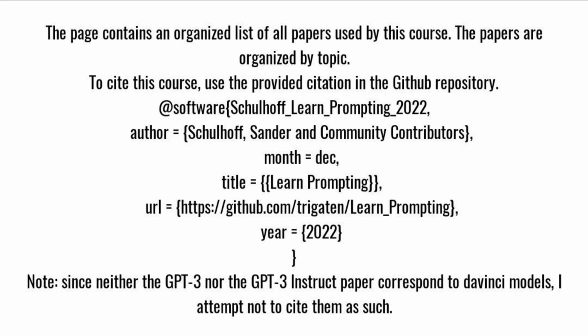@software{Schulhoff_learn_prompting_2022, author = {Schulhoff, Sander and community contributors}, month = {Dec}, title = {Learn Prompting}, url = {https://github.com/trigaten/Learn_Prompting}, year = {2022}}. Note: since neither the GPT-3 nor the GPT-3 Instruct paper correspond to DaVinci models, I attempt not to cite them as such.